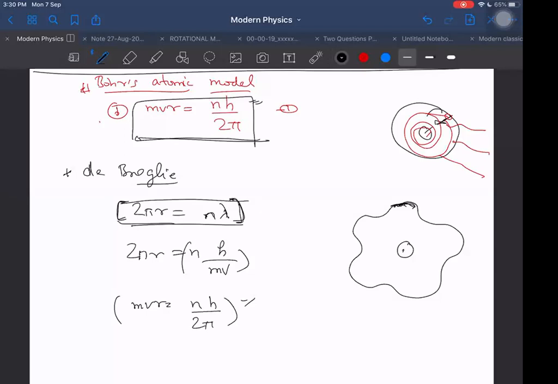Understood so far? Yes, sir. So can the electron lose energy according to the Bohr atomic model? Yes, but it will lose energy only when it goes from one level to another level. It cannot lose energy in any continuous form. It will lose only discrete amounts of energy when it comes from one level to the other.